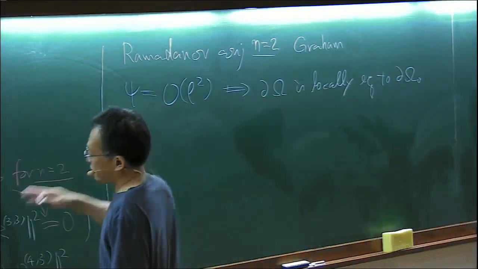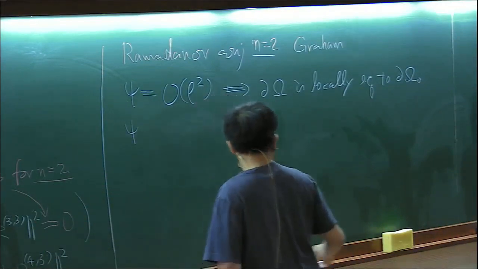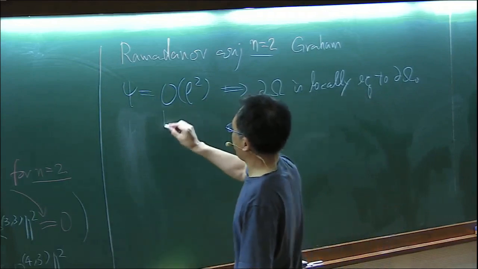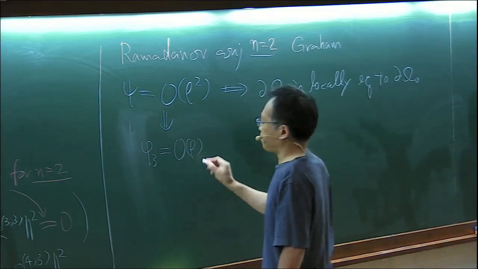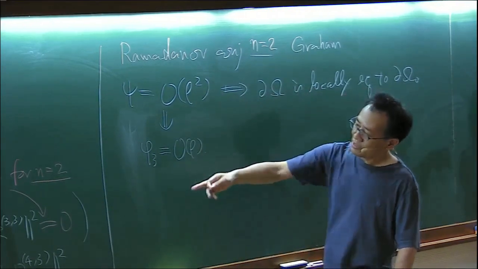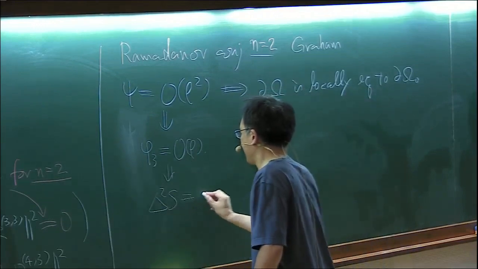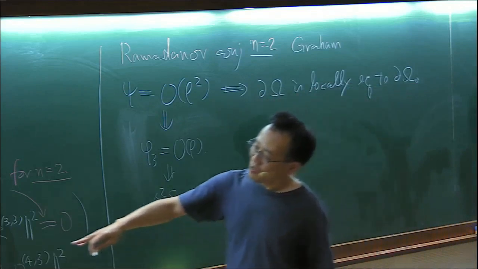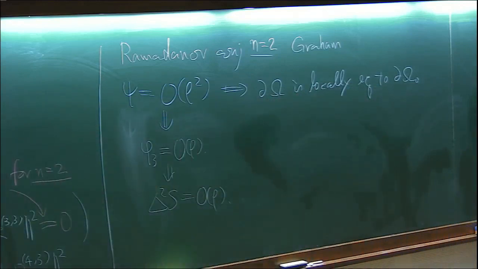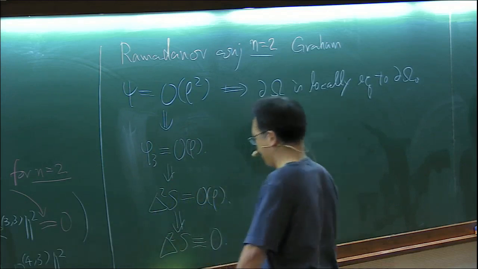So I can use this formula to prove this. Suppose psi vanishes. This in particular implies that phi 3 equals zero, okay? If psi vanishes, the first coefficient should vanish. This implies that S vanishes to the first order. Then by this observation, the boundary value vanishes, so it implies S equals zero completely.